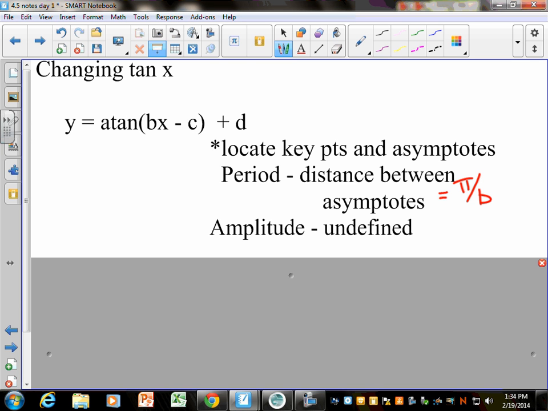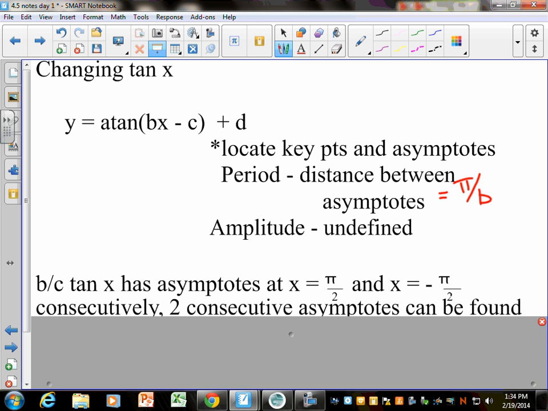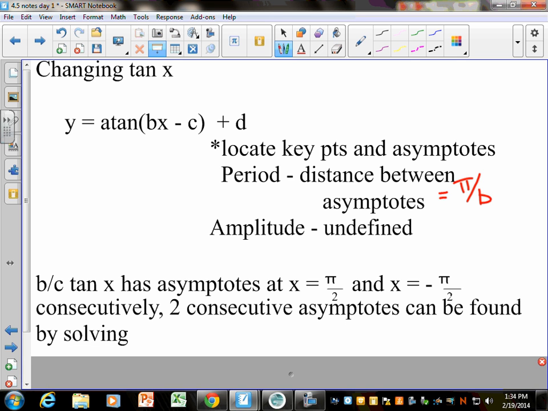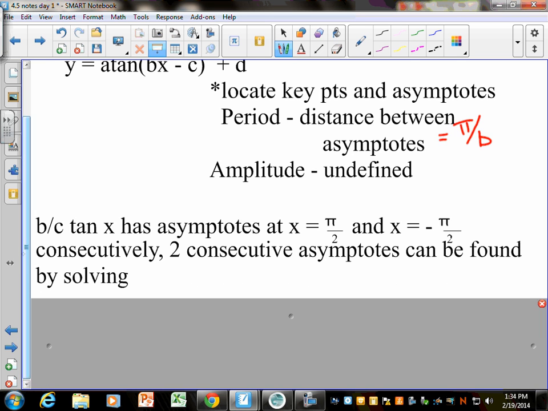So we don't say that it has an amplitude, but that a value in front is still going to stretch it. B is still going to affect the period. C is still going to be a phase shift. D is still going to be a vertical shift. And just like with sine and cosine, you are not going to have to graph a phase shift ever. So I might throw something in there with the phase shift, but you would never have to graph it. What you need to know is how to find those asymptotes, and that's what this other thing is. This is the one big writing thing today. And then the rest of it's just graphing.